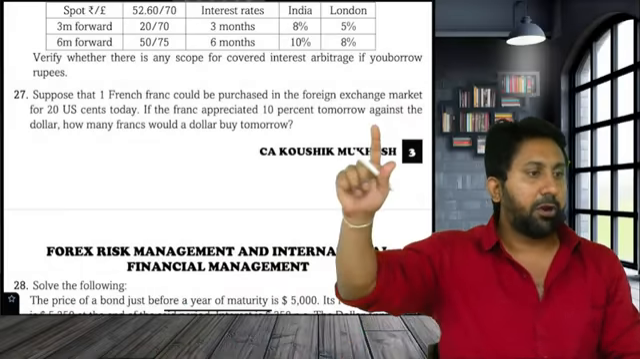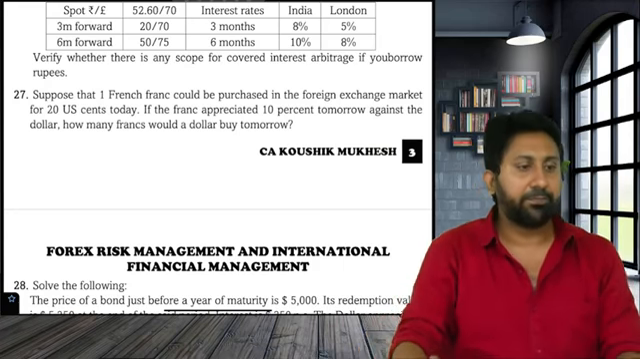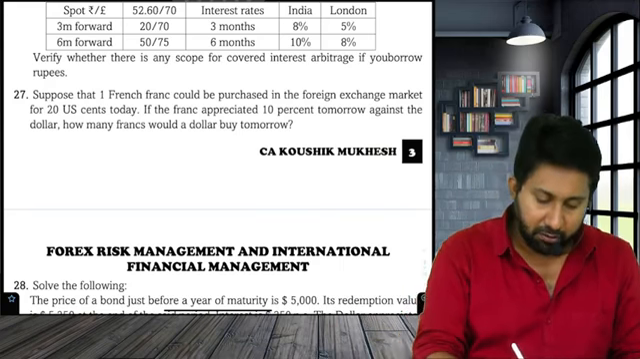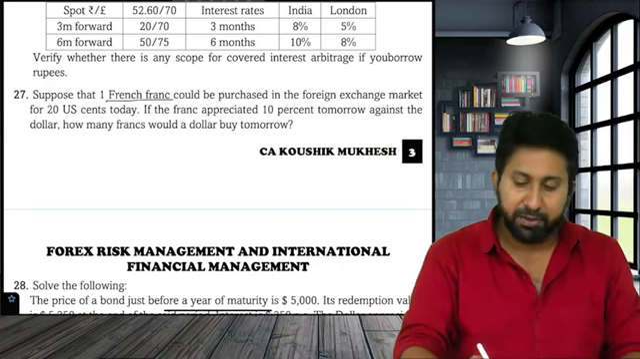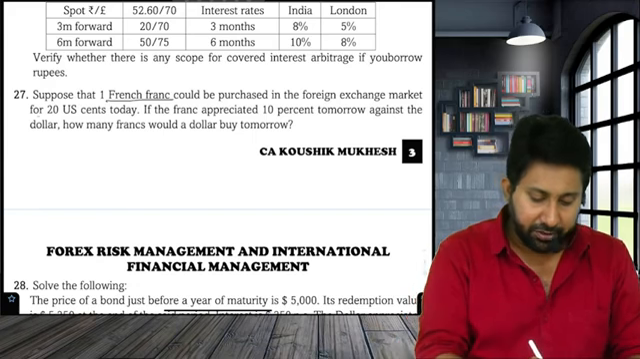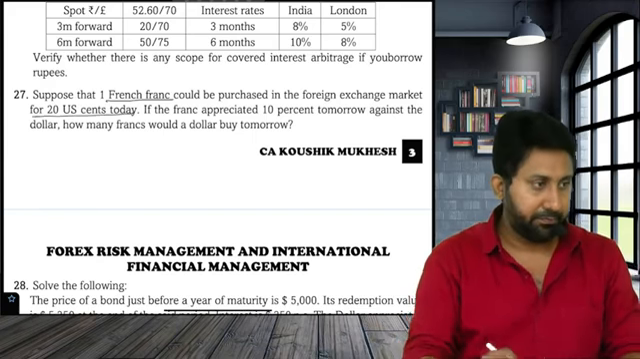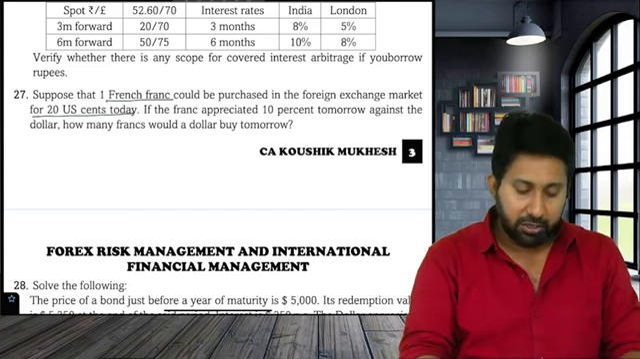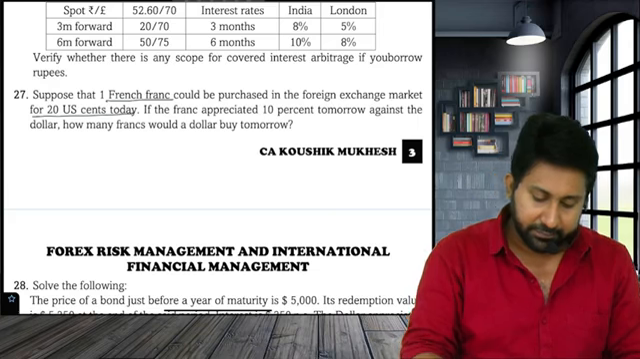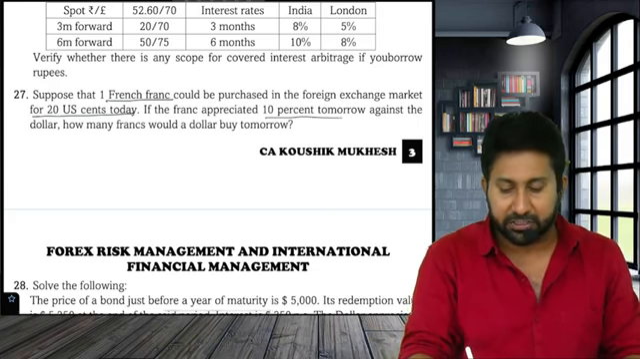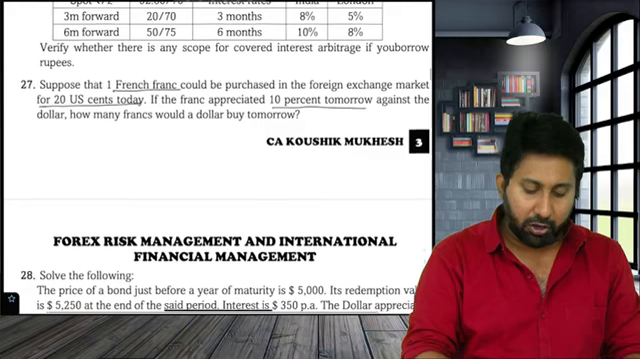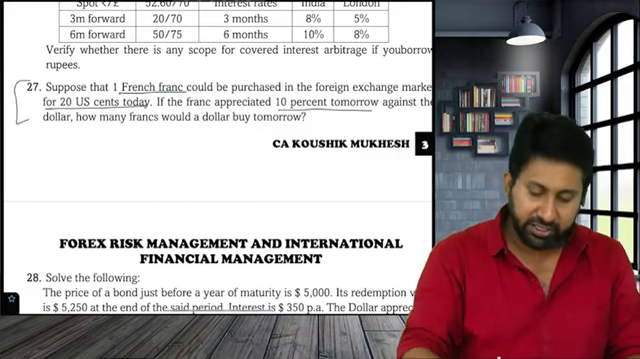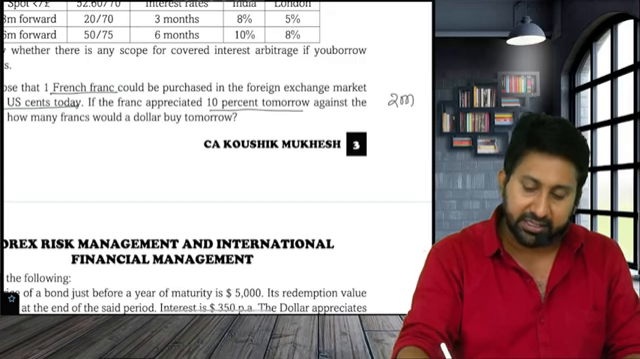See here, problem number 27. Suppose one French franc could be purchased in the foreign exchange market for 20 US cents today. 20 cents means $0.2, since 100 cents make a dollar. If the franc appreciated 10% tomorrow against the dollar, how many francs would a dollar buy tomorrow? This is the question asked for 2 marks in the examination.